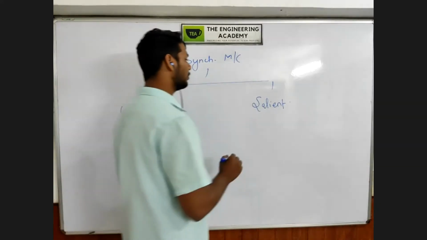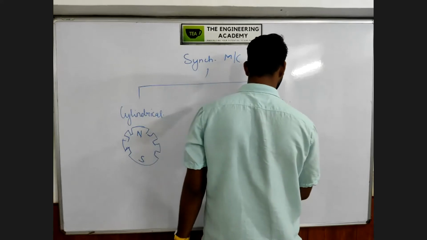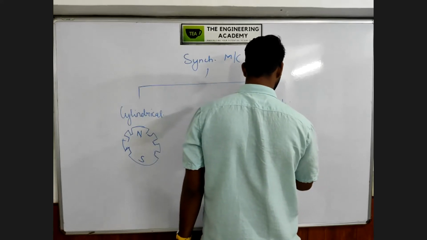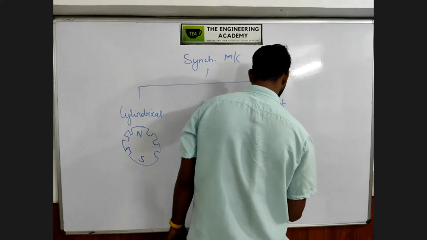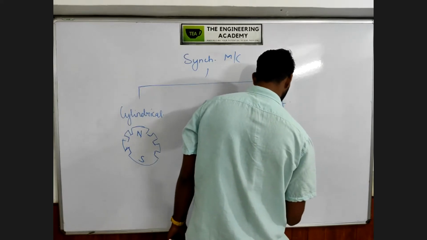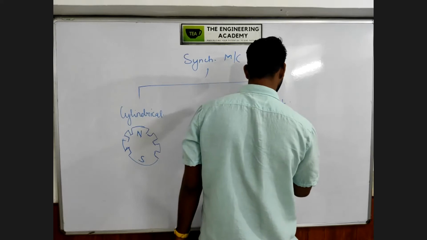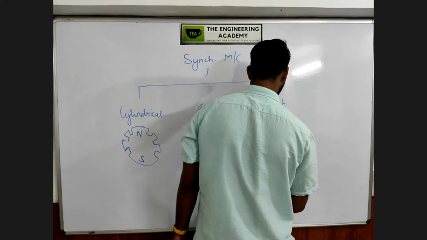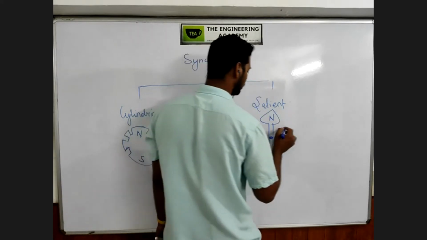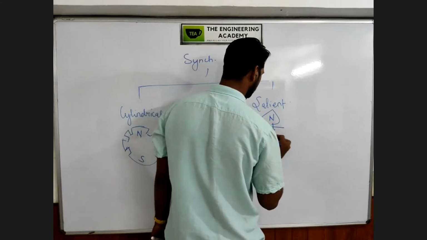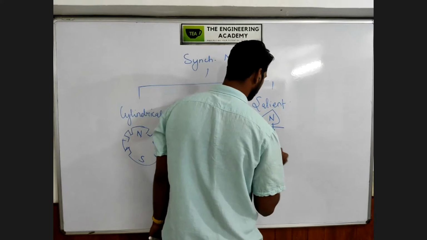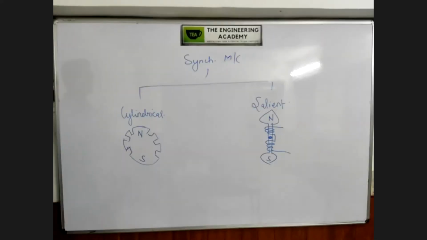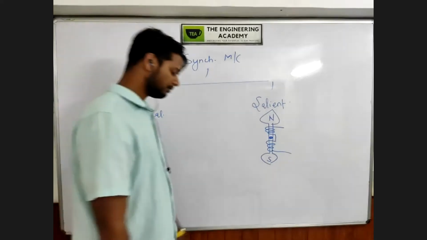And how does a salient pole rotor look? Here is the north pole, here is the south pole, and here is the center part of the rotor. The winding goes like this. Okay.